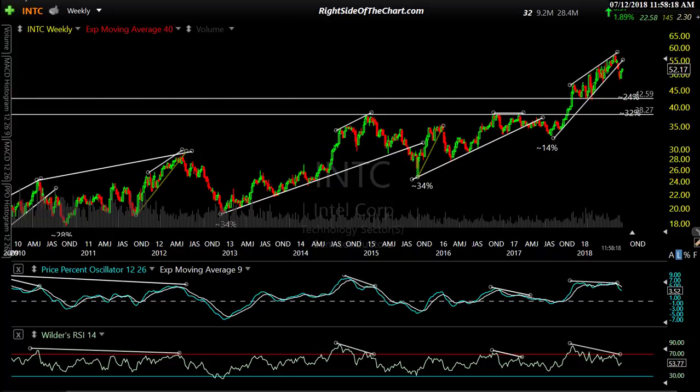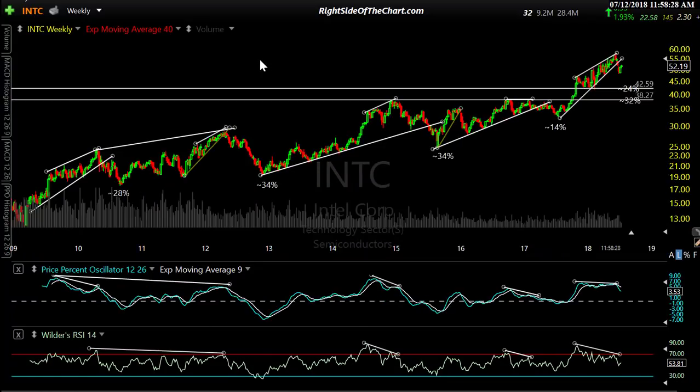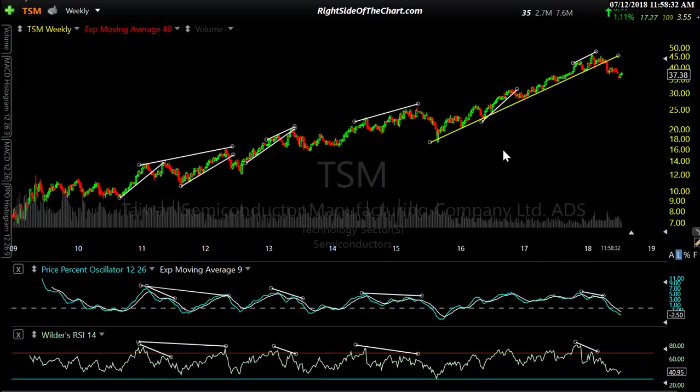A lot of people think of tech when they think of QQQ, which it is, and of course when you think of tech, you think of semis. But I think semis are going to lead the way down, and they already have. They're already underperforming the broad market. All right, a few more and we'll wrap it up.